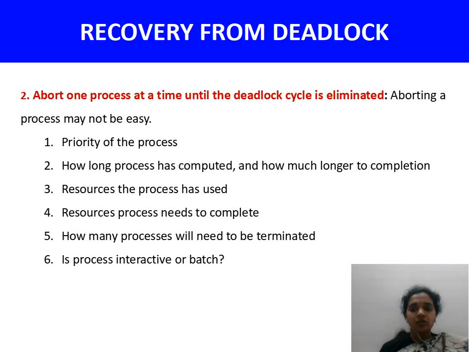So if 3 processes are deadlocked, first kill the first process and apply the deadlock detection algorithm to know whether the deadlock cycle is eliminated or not. Suppose 100 processes are deadlocked, then abort one process at a time until the deadlock cycle is eliminated. Here there is too much overhead because every time we apply a deadlock detection algorithm after killing a process, so this can be a drawback of this approach.